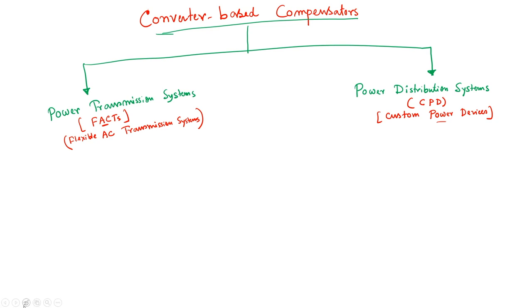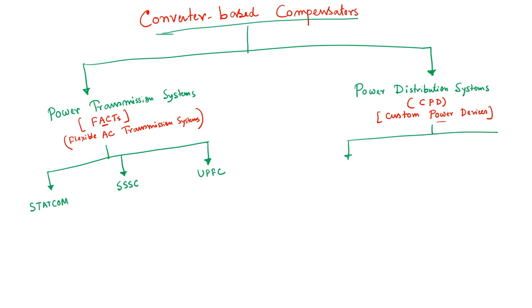So, there are various types of converter based compensators used in power transmission system. They can be categorized as STATCOM, then SSSC, and UPFC. They are often very popular with these acronyms also, but I will write their full forms as well. Similarly, custom power devices can be categorized into three different broad categories. One is called DSTATCOM, one is called DVR, one is called UPQC. Now, what are the full forms of STATCOM, SSSC, UPFC?